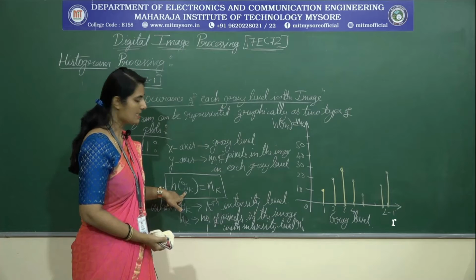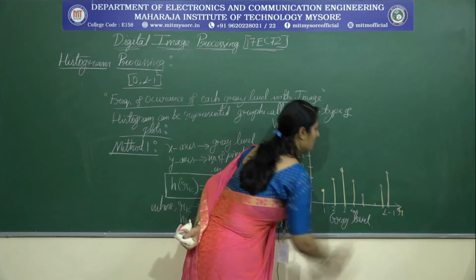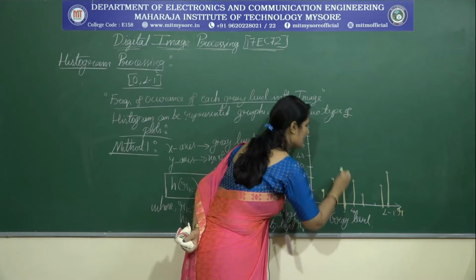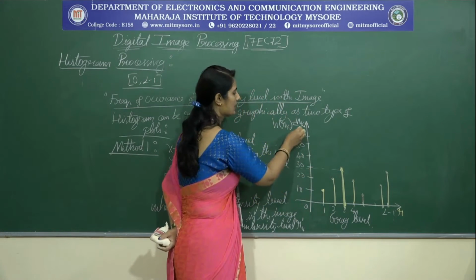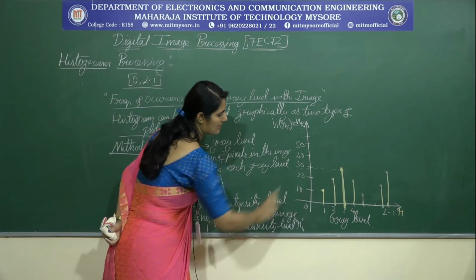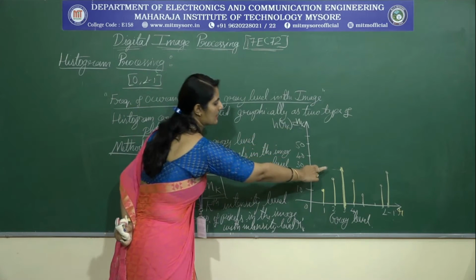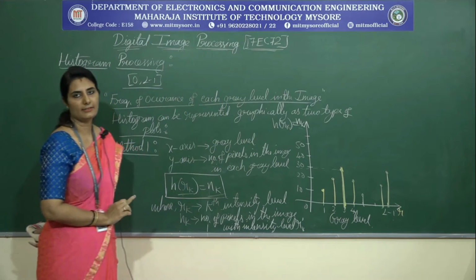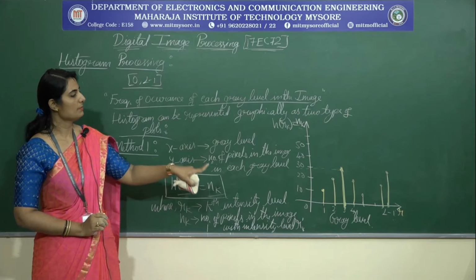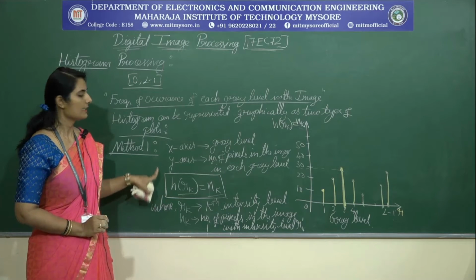For example, if I consider the kth intensity level of this R, let this be the k. Okay, at this intensity level, the number of pixels is 30, so Nk is equal to 30. So Rk is the kth intensity level and the histogram is nothing but the number of pixels having that particular intensity level. Okay, so this is the first method. This is how we represent histogram plots, as well as mathematically how we represent the histogram in this method.